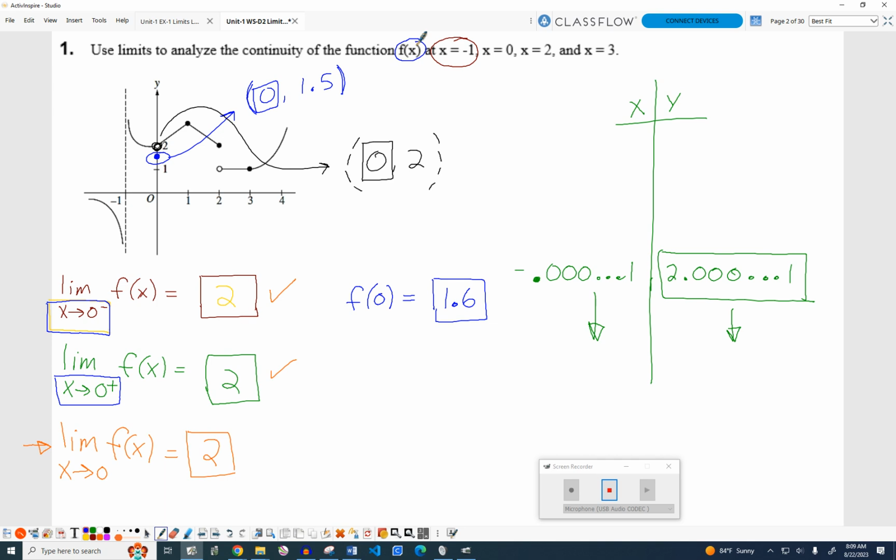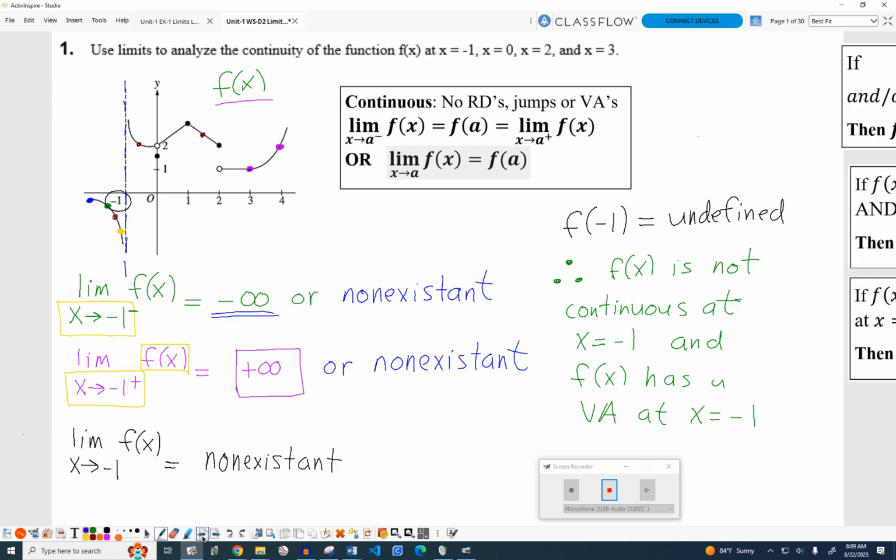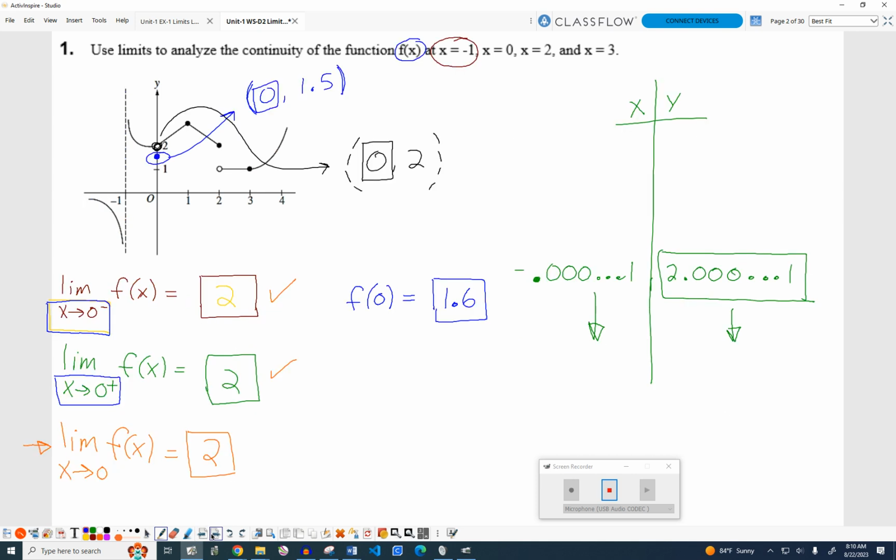Would this be continuous then? So let's look at the definition. The flashcard you made looked like this. It said if the left-hand limit is equal to the right-hand limit, which it is, because the left and right limits were both 2, but it's also supposed to equal the value of the function at x equals 0, which is not true in this case, because the function's value is 1.6. So this function is not continuous at x equals 0.